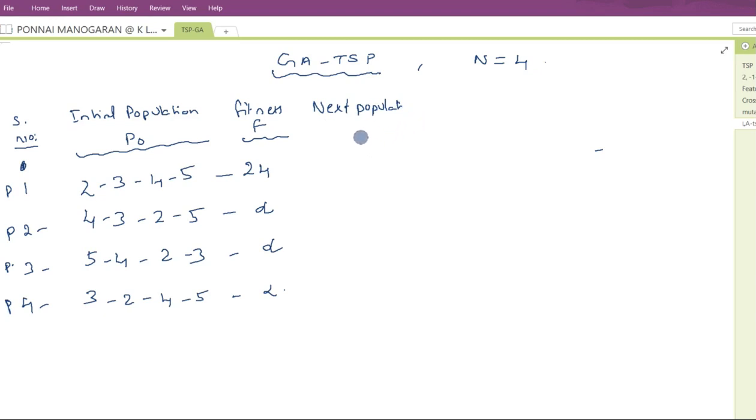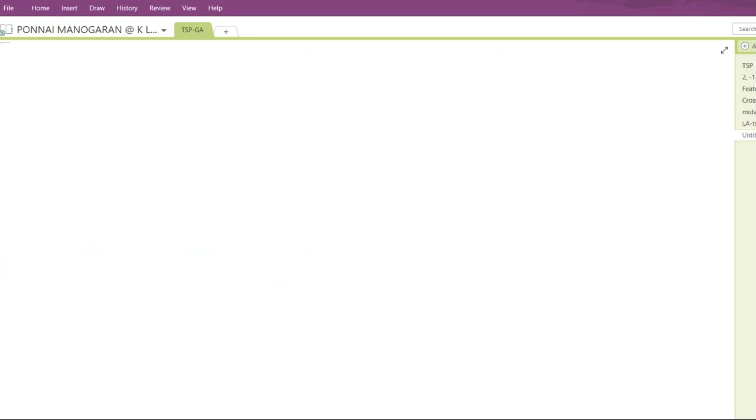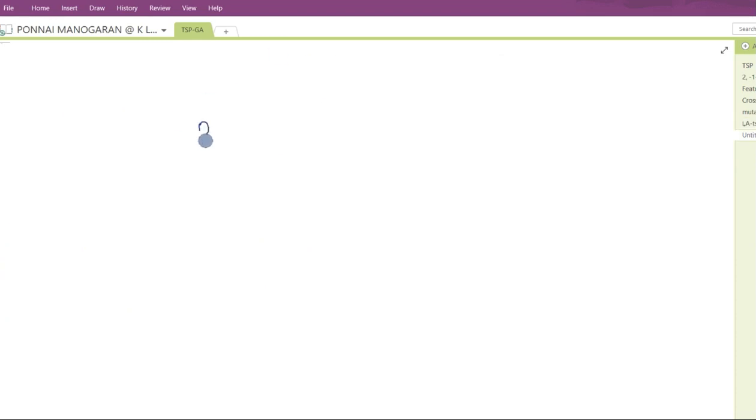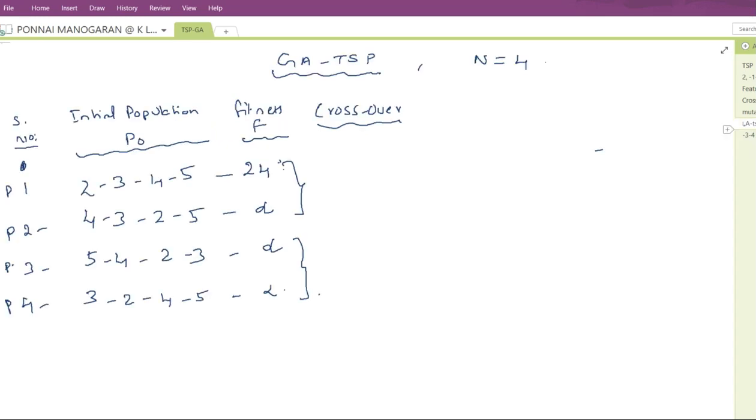Or you can see crossover, or I will do crossover. So with the help of fitness probability, let us say I am selecting these two as parents. P1 and P2 are parents, and these two are parents. So what I will do is try to construct a crossover. You can see 2, 3, 4, 5 and 4, 3, 2, 5. P1 is 2, 3, 4, 5, and the other parent P2 is 4, 3, 2, 5.